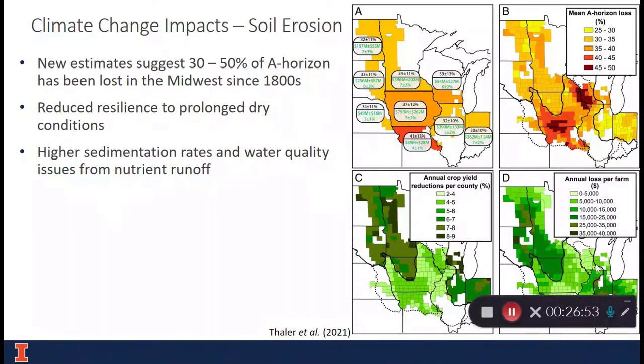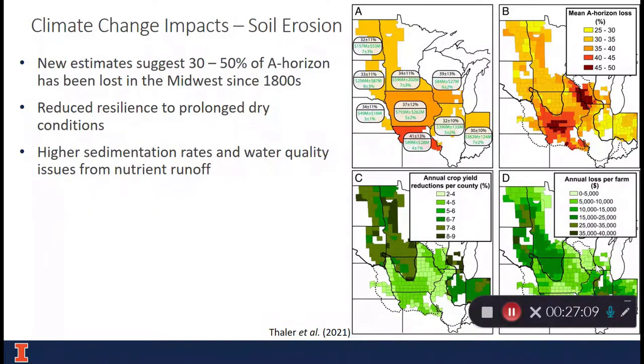So overall, what this study estimated is that the annual loss per farm in Illinois, just due to soil erosion from climate change, is anywhere between $5,000 and $40,000. That's not $5,000 to $40,000 per county.